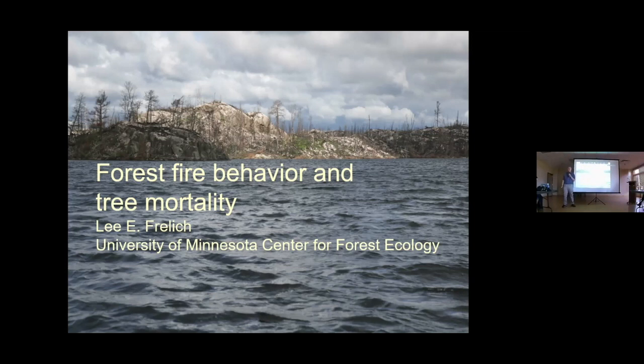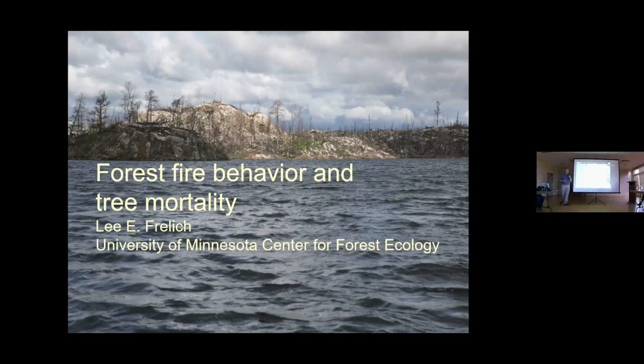So fires kill trees. That's one of the main things that they do, and I thought it might be fun to look at how they do that. And don't tell me it's because it's hot, I know that. But hot can mean a lot of different things in a lot of different ways, as we will see.